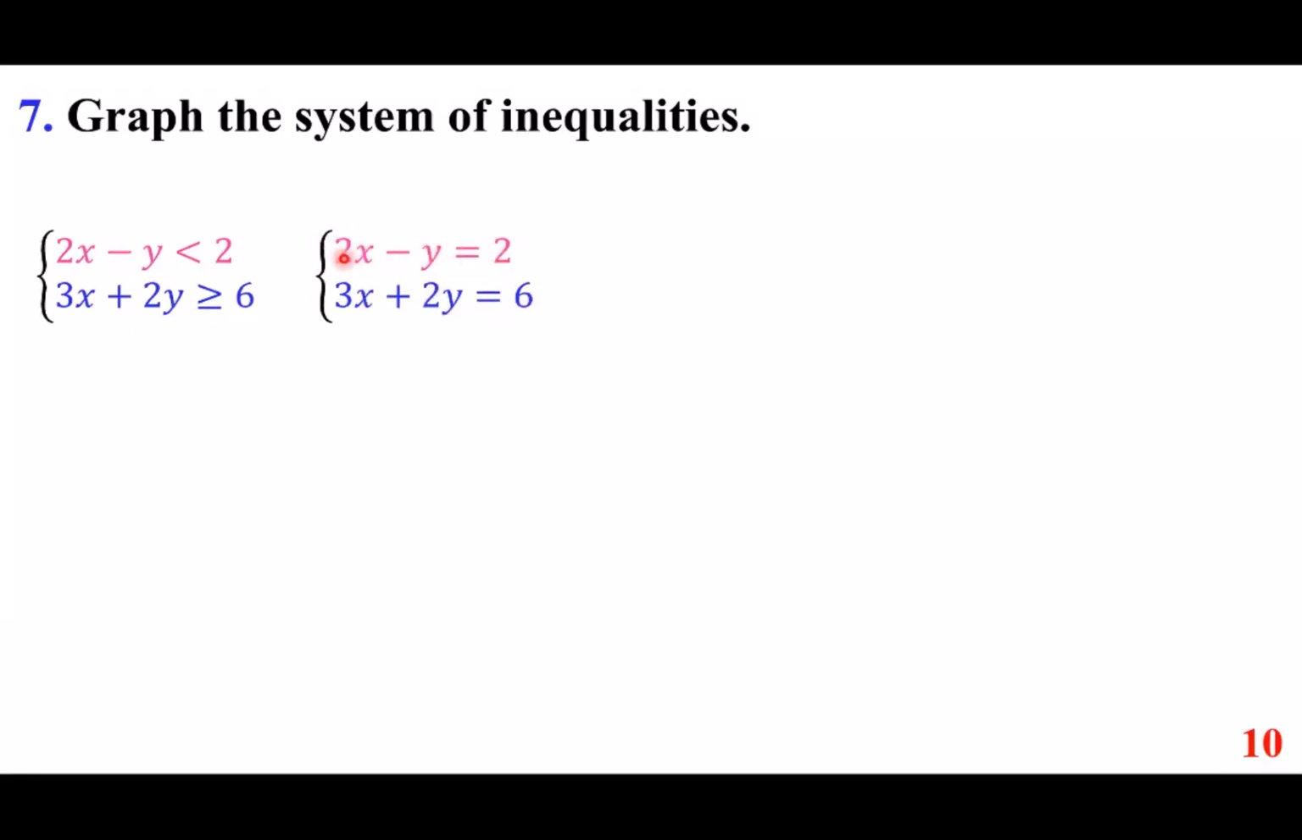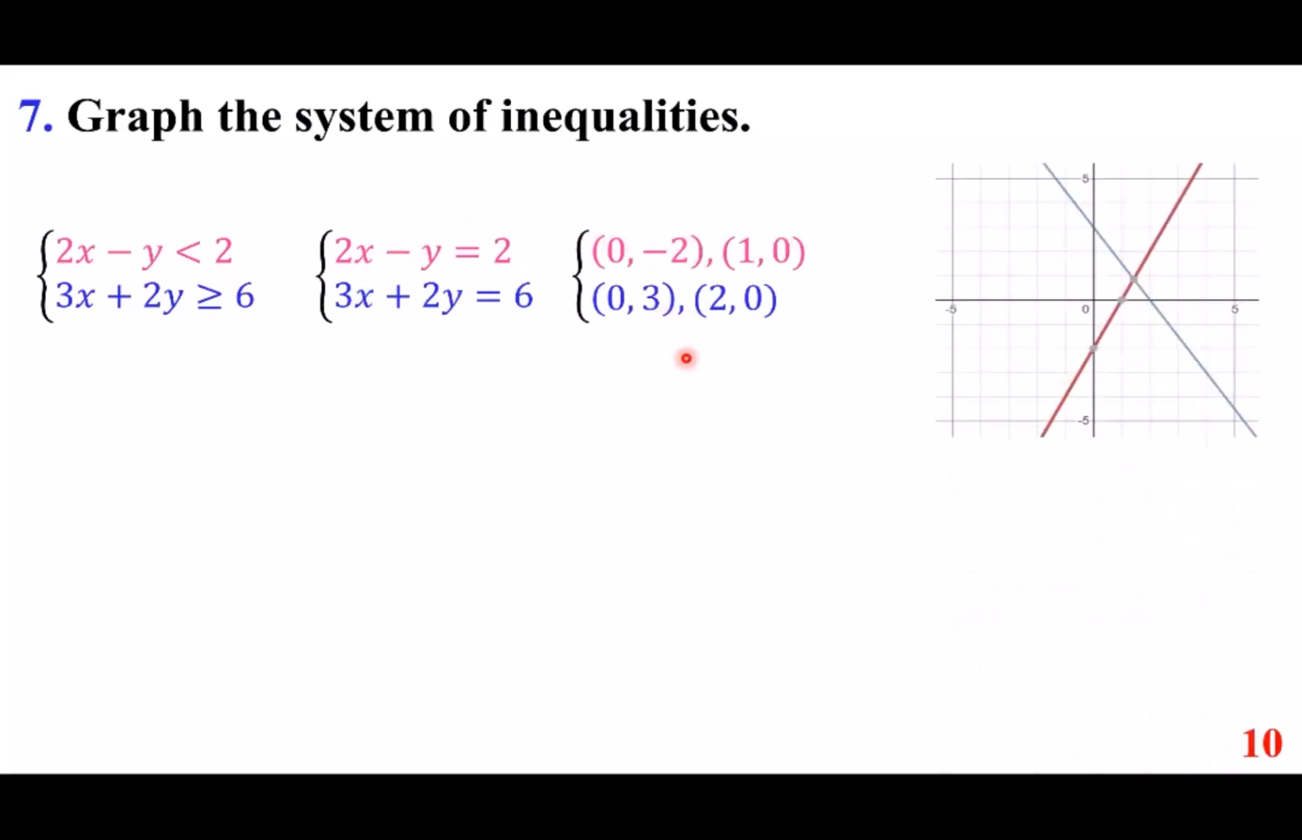Just if you look at this one, I want 2 pairs, the x-intercept and the y-intercept. If x is 0, y becomes negative 2. If y is 0, x becomes 1. In this case, if x is 0, y is 3. Y is 0, x is 2. So I am graphing these 2 lines by putting those 2 pairs. So that's the blue line, that's the red line.